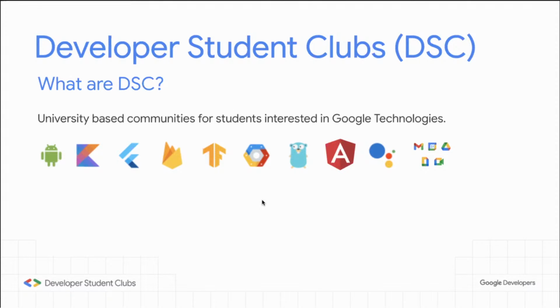Developer Student Clubs Victoria University, we are one of 1,200 plus developer student clubs around the world, and we are one of 10 developer student clubs in Australia and New Zealand. We are basically based at Victoria University Footscray Park, meaning if we have the privilege to host on-site events in the future, then we will be conducting those events at the Footscray Park campus.